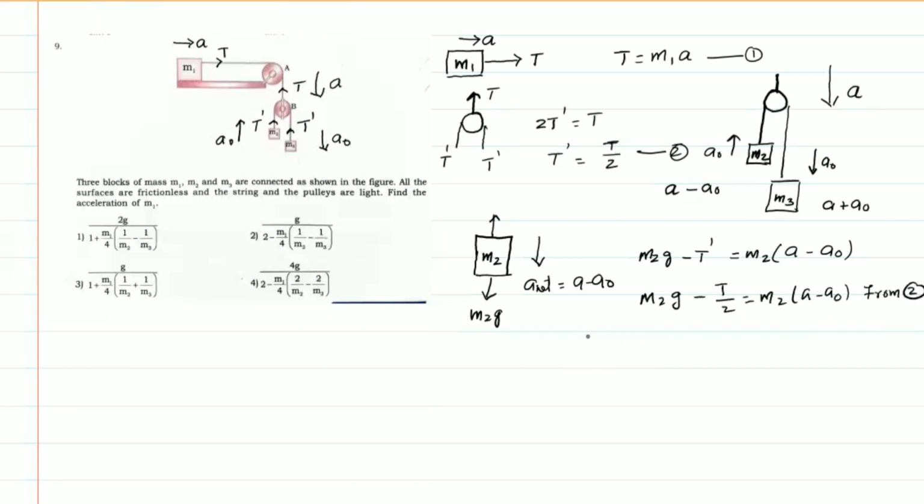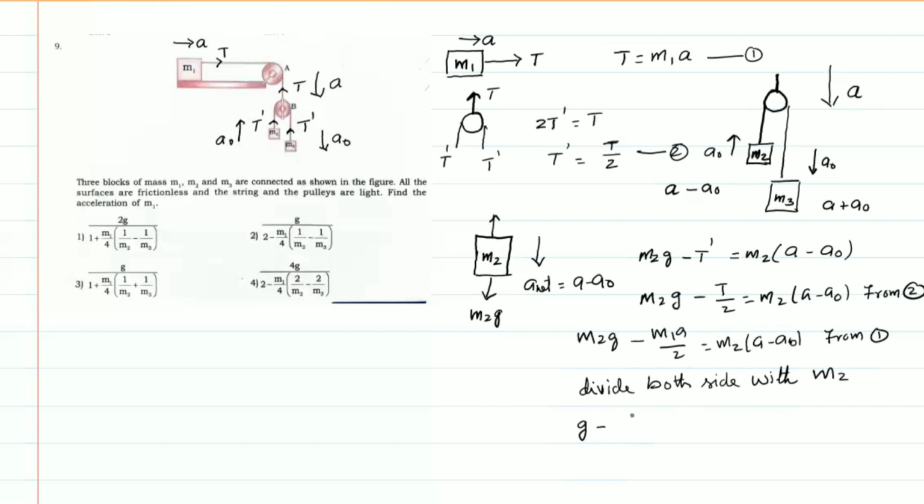So from the second equation, now m2 g minus T by 2, and the value of T is how much, my dear? From the first equation, m1 A. So m2 g minus m1 A by 2 is equal to m2 into A minus a naught, from equation 1. Yes or no? So divide this equation on both sides by m2. Now it becomes g minus m1 by m2 into A by 2, that is equal to A minus a naught. Consider this as equation number 3.